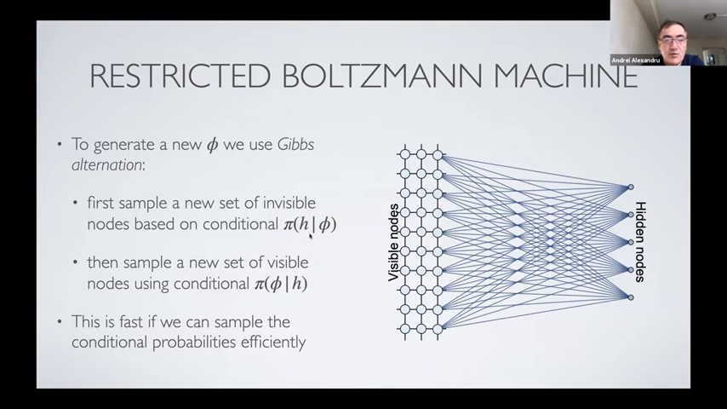So you alternate between that. First, you generate values for hidden nodes, then for visible nodes, and then you can repeat the process. Usually, this process decorrelates very quickly, so it's very rapid that you can generate a new set of fields phi that are decorrelated from the ones that you started. You only need to take a couple of Gibbs alternation steps. So this whole process can be made fast if you can sample the conditional probabilities effectively. You really need to be able to sample the hidden nodes quickly and the visible nodes quickly when the other ones stay frozen.